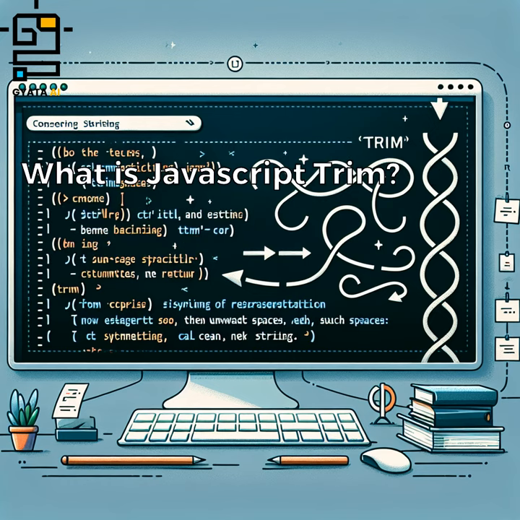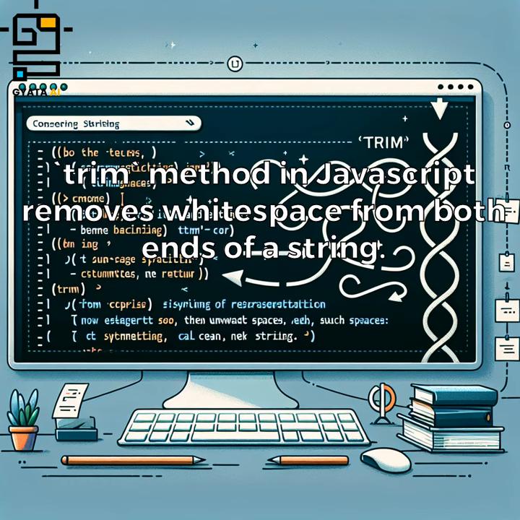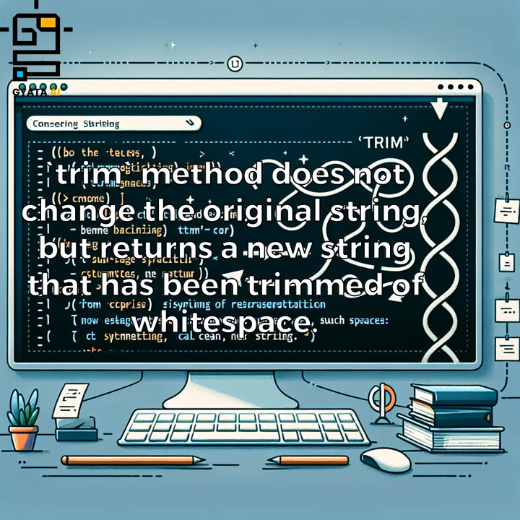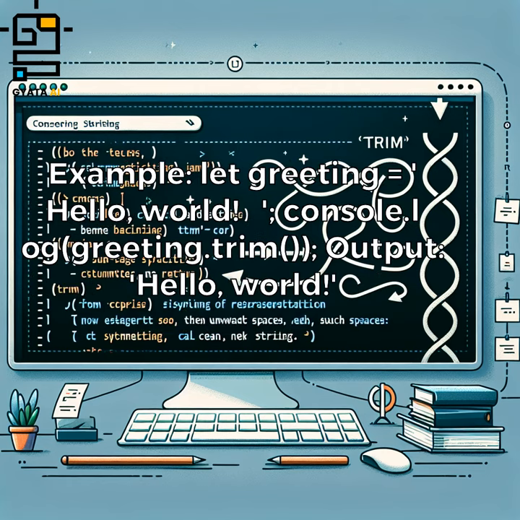What is JavaScript trim? The trim method in JavaScript removes white space from both ends of a string. The trim method does not change the original string, but returns a new string that has been trimmed of white space. Example: let greeting = " hello world "; console.log(greeting.trim()); output: "hello world".